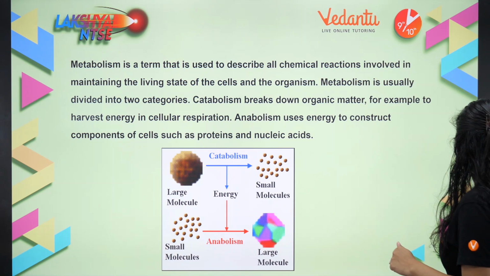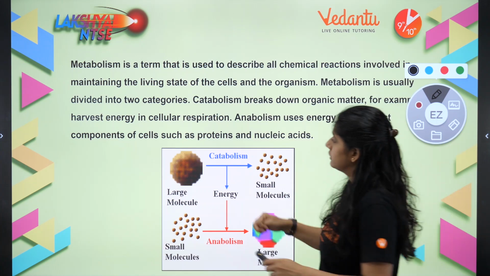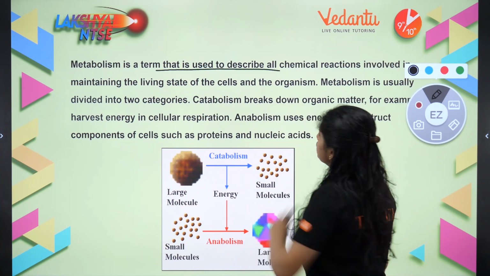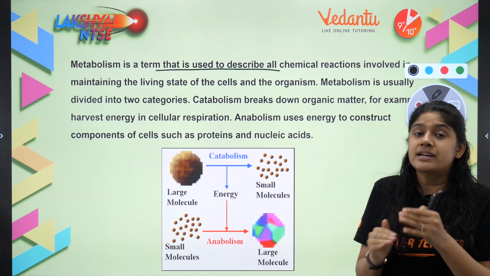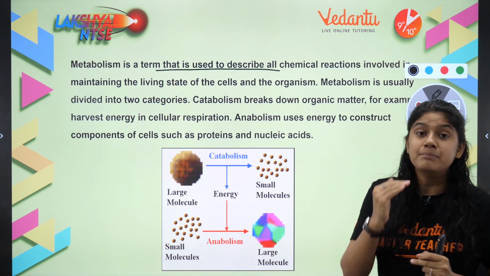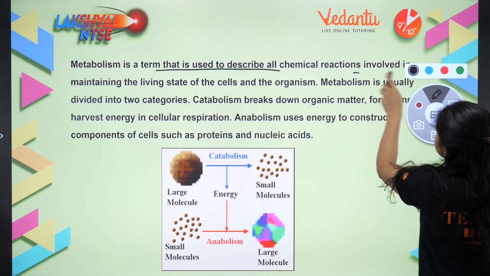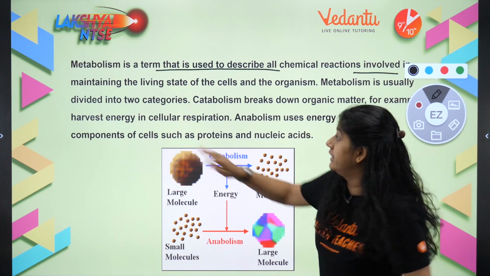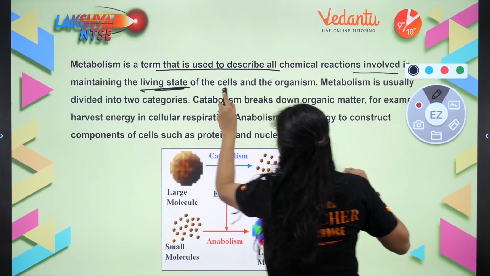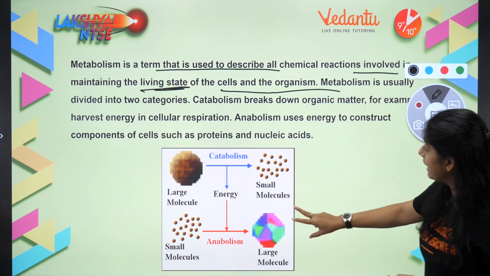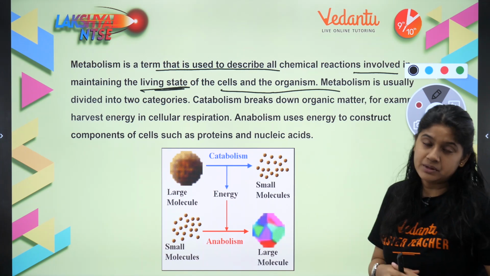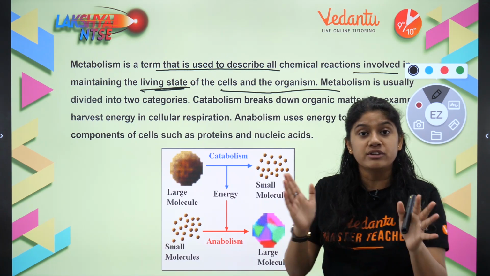Metabolism. What is metabolism everyone? Metabolism is nothing but the chemical reactions which are occurring. Breaking is happening, combination is happening. That is called metabolism. Reactions involved in maintaining the living state of the cell are called metabolism. Now this can be of 2 different types. Metabolism can be divided into 2 different types.